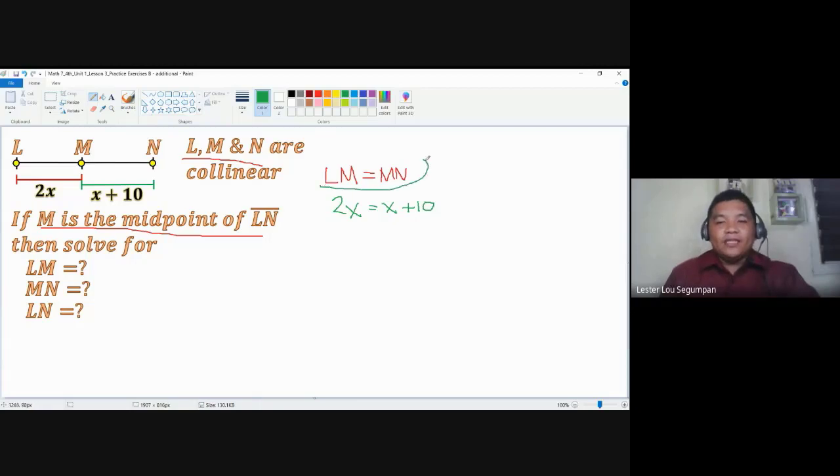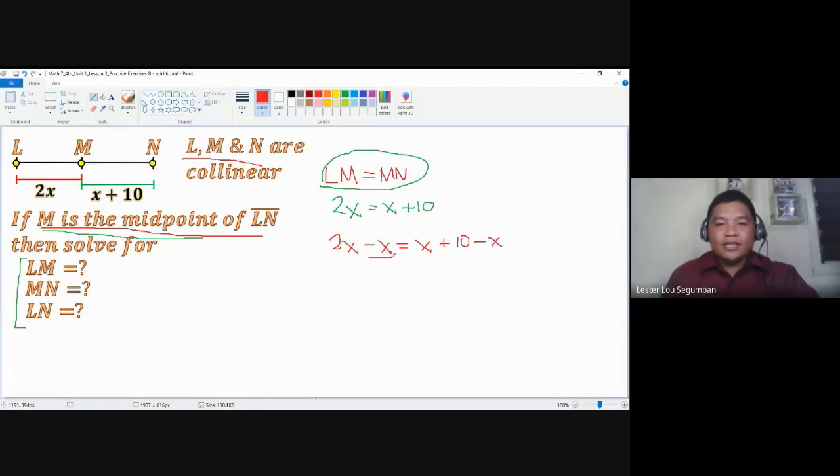Again, this only happens because of the assumption that point M is the midpoint of line segment LN. And we just need to solve for x, though it's not asked here. We simply need to solve for x to determine the measurements of the line segments here. And to do that, you have 2x, subtract x both sides. So we could come up with an equation wherein the variable is on the left hand side.